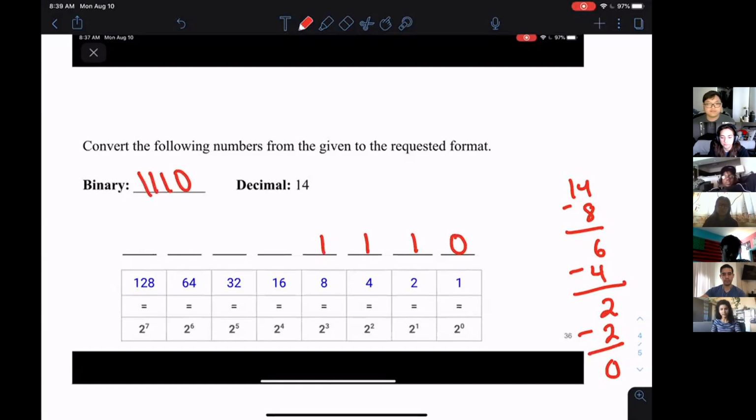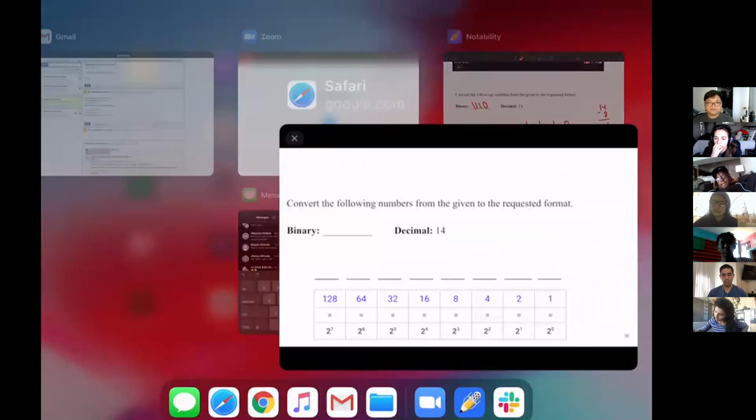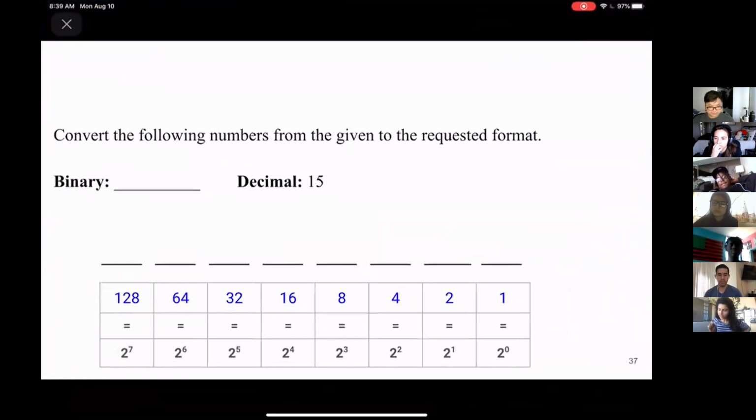There. Let's see how many people got it in the chat before me. Several. Very, very good job. All right. Let's try another one. Okay, this time try doing the number 15. I'm not going to help you. Come off of mute when you have an answer and tell me how you got it.